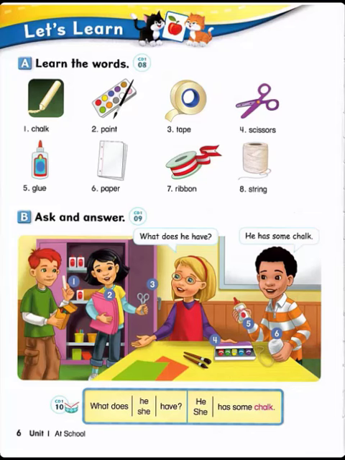Page 6. Drum track. What does he have? He has some chalk. What does she have? She has some paper. What does she have? She has some scissors. What does she have? She has some paint. What does he have? He has some glue. What does he have? He has some string.